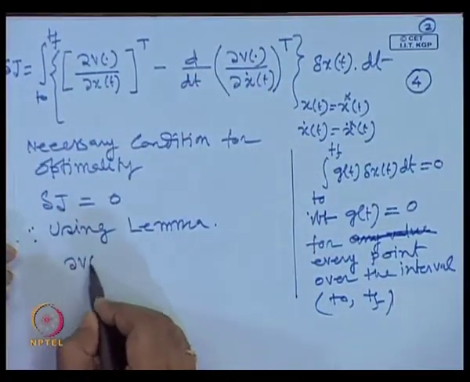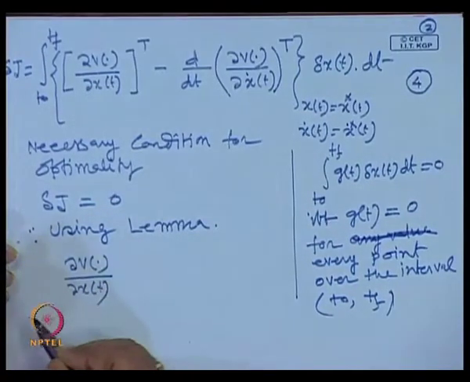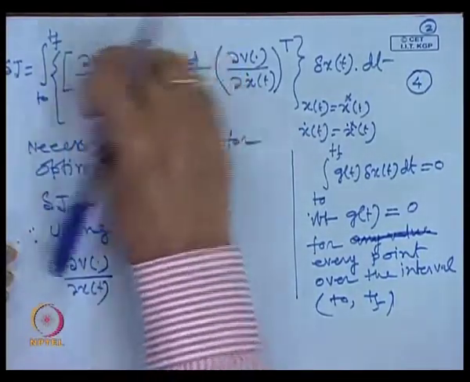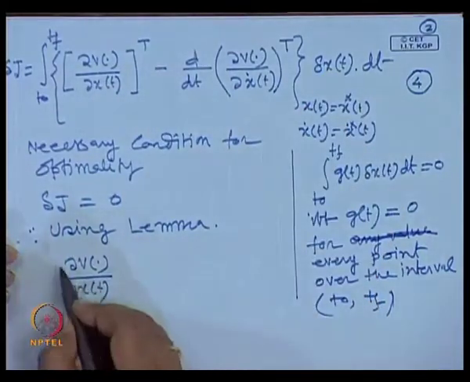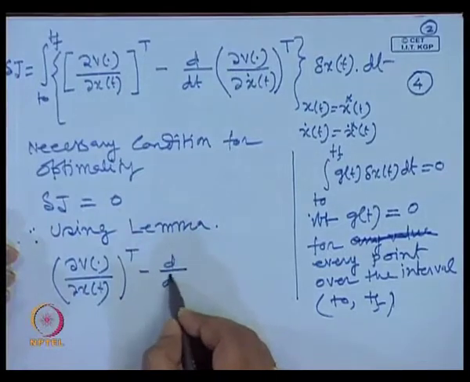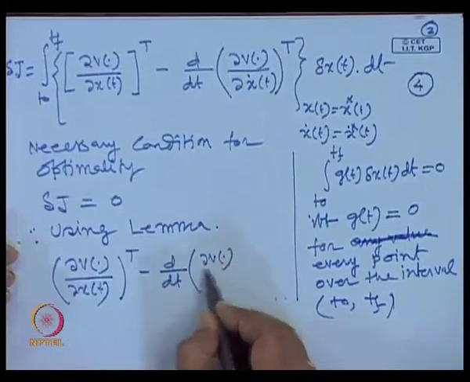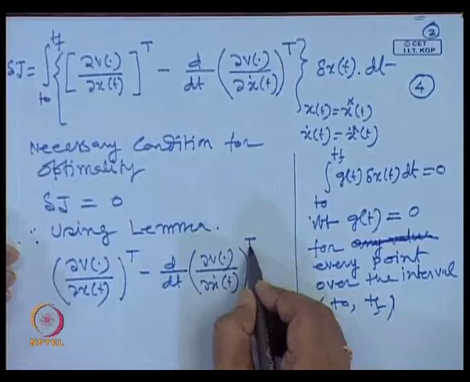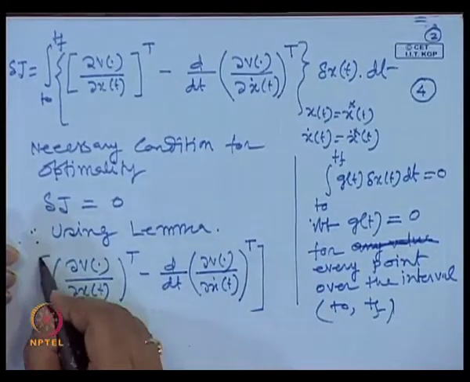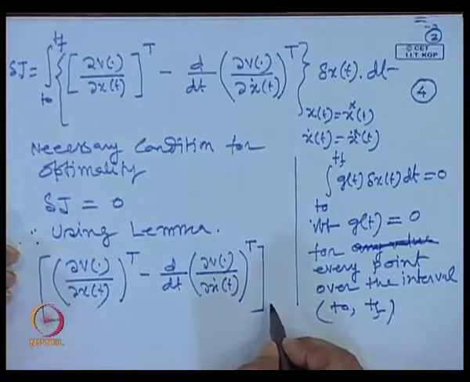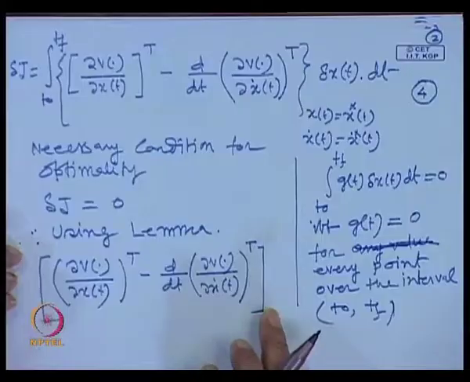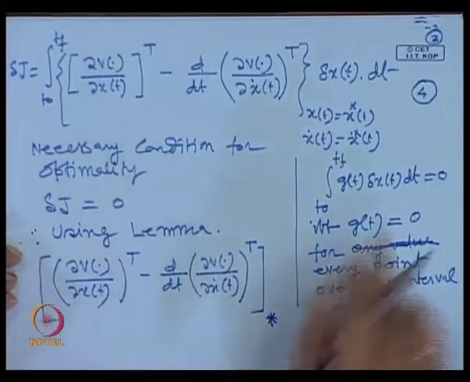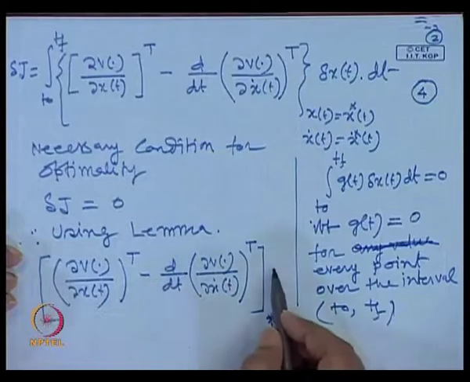So, our del V by del x of t, because this is a column vector transpose, row vector multiplied by delta x, if x is a multivariable case. If it is a single variable, transpose is not necessary. So, this transpose, minus d/dt of (del V by del x dot of t) whole transpose, you evaluate these values at x equal to x star, x dot equal to x dot star. I simply write star, which means x(t) is replaced by x star of t, and x dot(t) is replaced by x dot star of t along the optimal trajectory path. So, this is equal to 0.